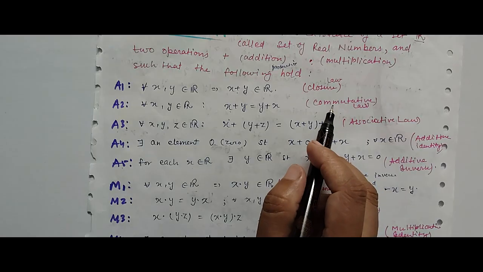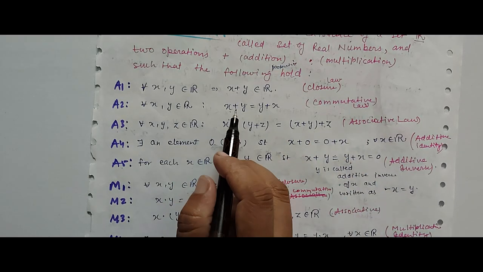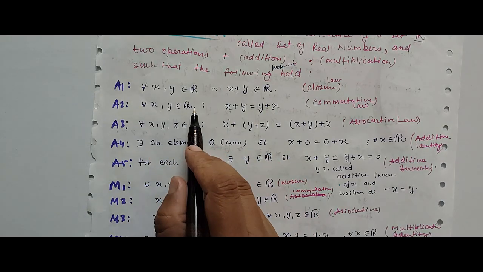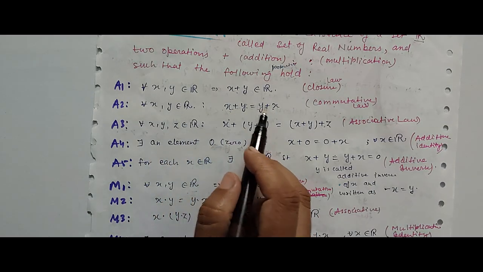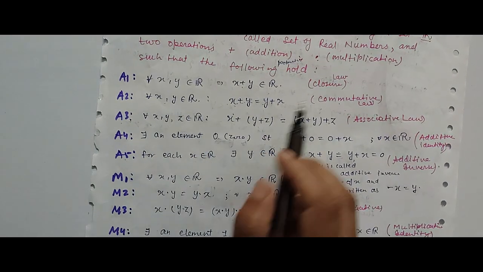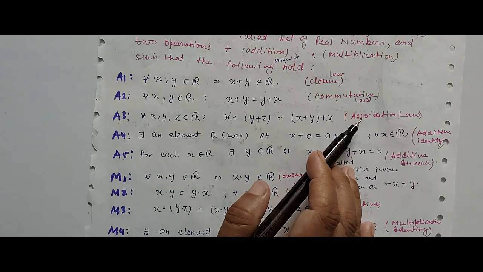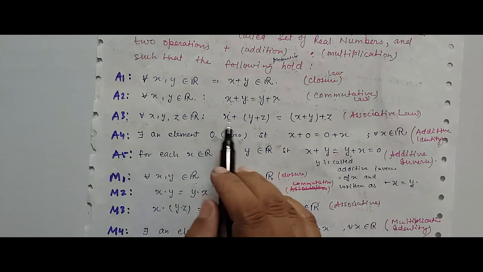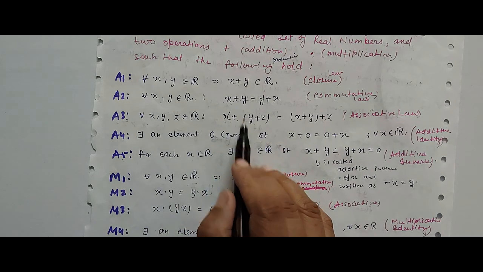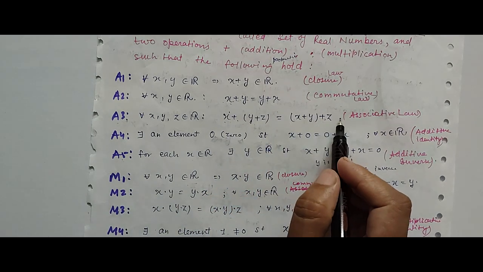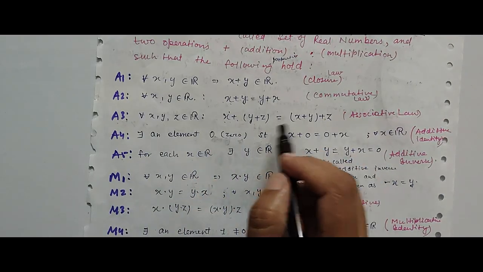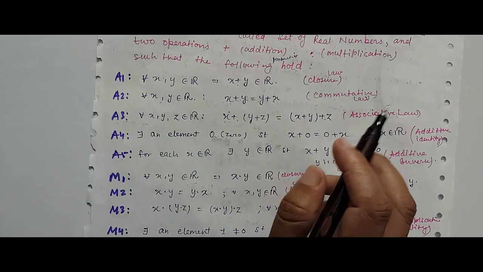The second property is the commutative law, which says that x plus y equals y plus x for all x, y belongs to R. It means if we interchange the order, the output will not change. This is called the commutative law. Third is the associative law. For all x, y, z belongs to R, (x plus y) plus z equals x plus (y plus z). If we take the bracket either this way or this way, the value will not change; they are equal.